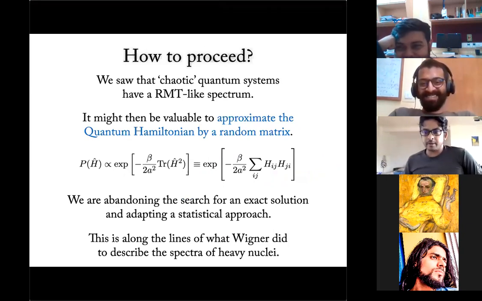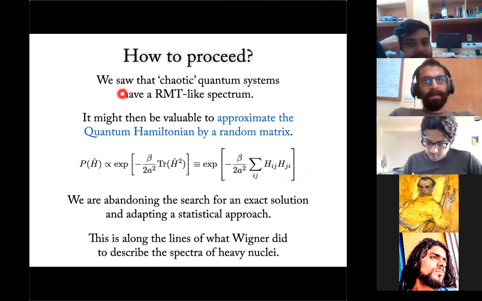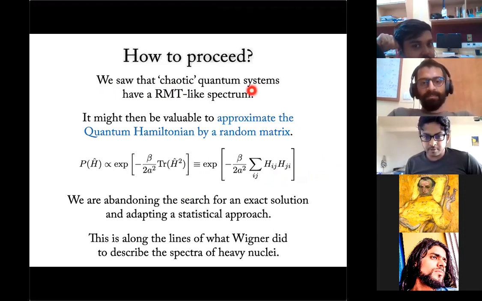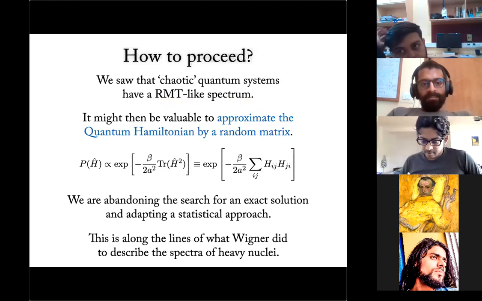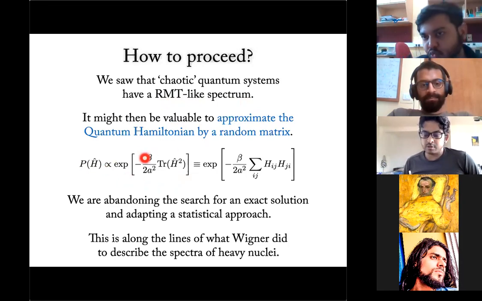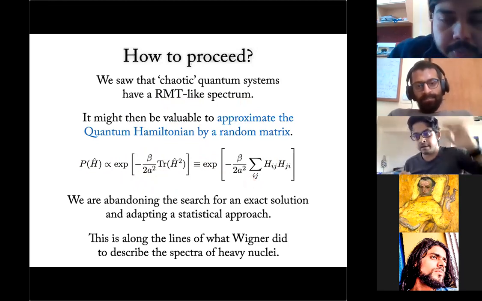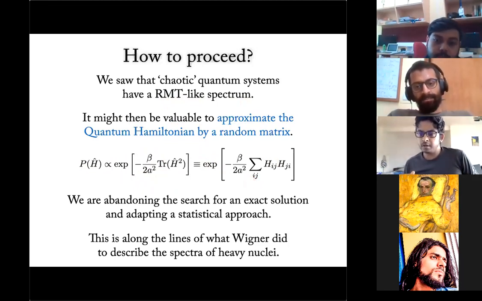Okay, so how can one possibly proceed? We saw that chaotic quantum systems have a random matrix like spectrum, so it obeys this Wigner-Dyson statistics. It might then be valuable to approximate the quantum Hamiltonian of the system by a random matrix. This is a Gaussian ensemble. We pick one member from this ensemble and declare that's the quantum Hamiltonian of the system.